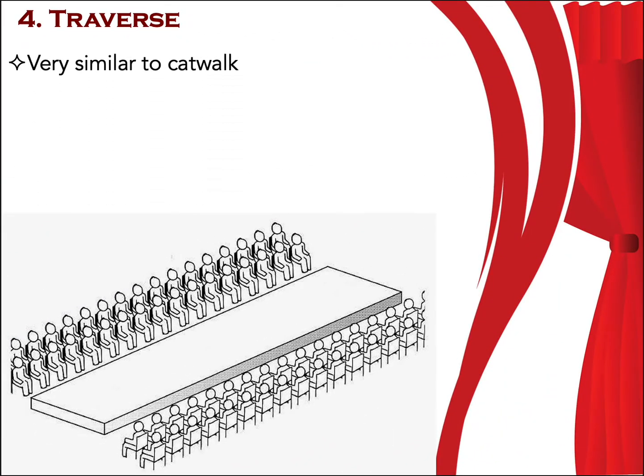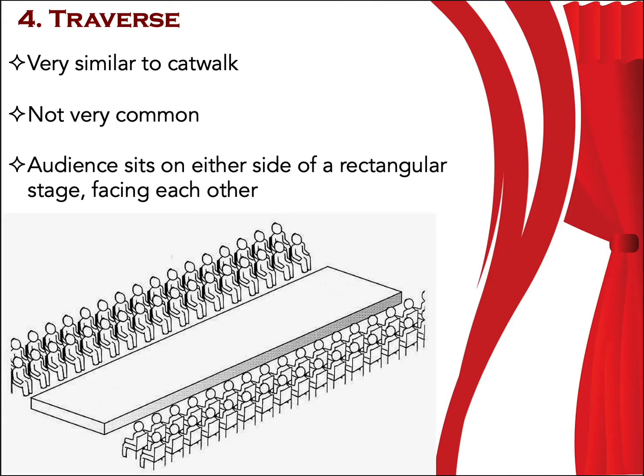Now, traverse is very similar to, or you might even call it a specific type of, catwalk, and it is not very common. Basically, this is where the audience sits on either side of a rectangular stage. The stage is not always a platform as you see it in this diagram here, but in the next picture you'll see sometimes it's just the surface of the floor that's naturally there.